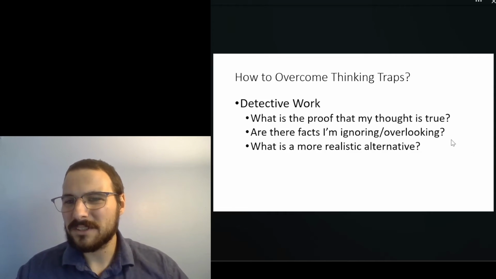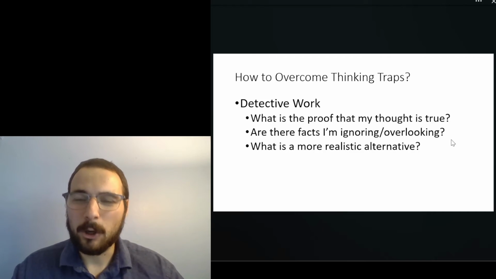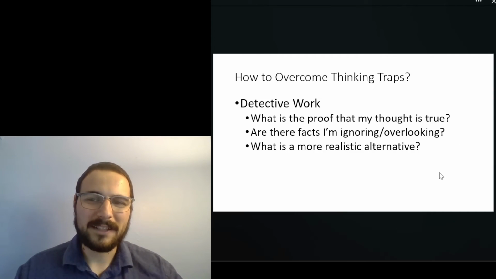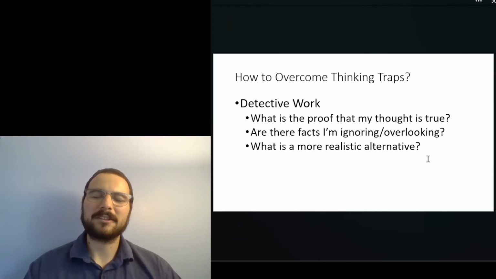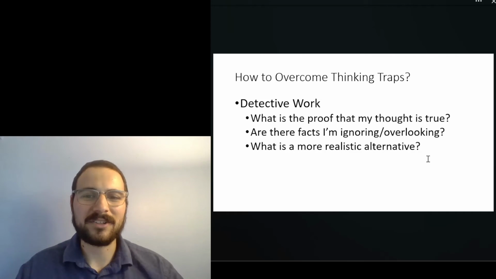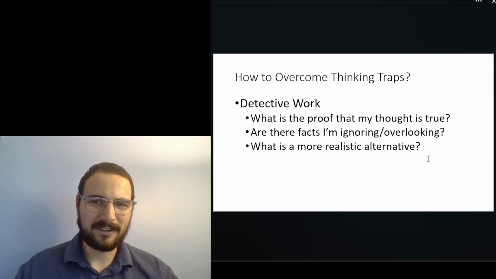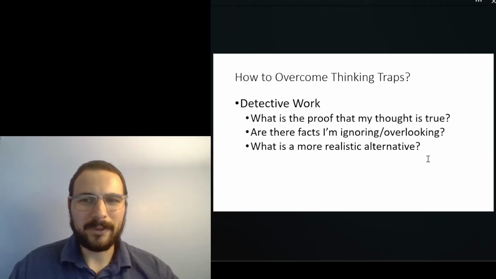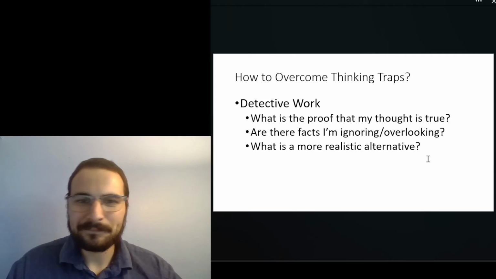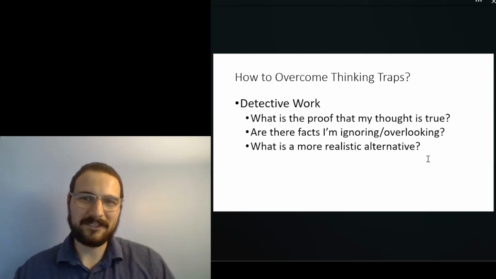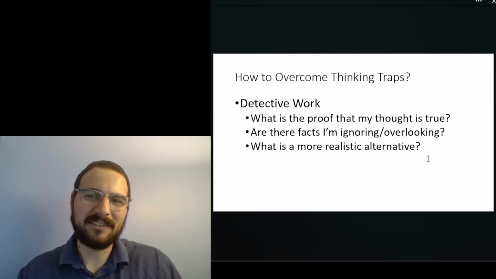So then once you have some evidence to kind of overcome that negative thought that you're kind of stuck on, then you can start thinking, what is a more realistic alternative? So maybe the alternative is, okay, there's this one person at work that's really rude and said that they hate me, but that doesn't mean that everybody hates me. There's a lot of people that do love me. So, I don't have to let that one person define my identity.